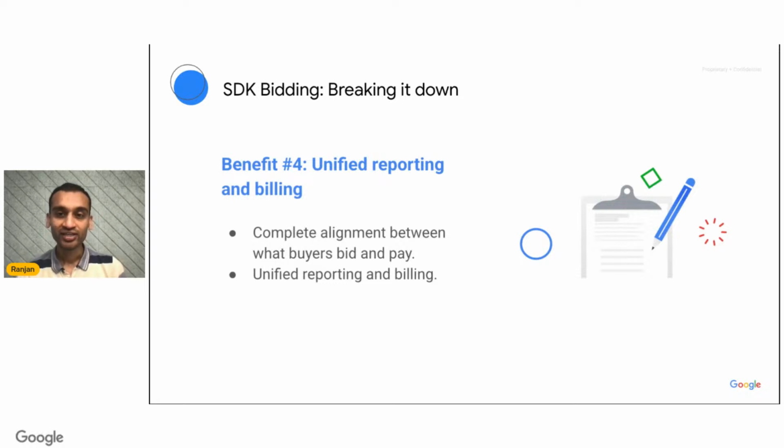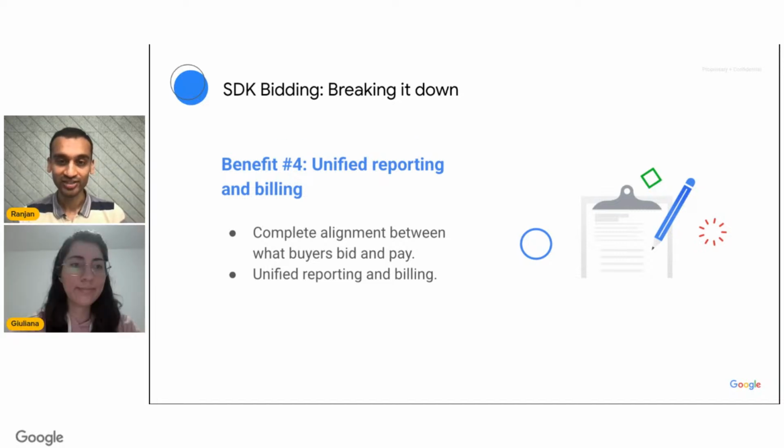To reiterate, an important SDK bidding feature is the ease of billing. There is complete alignment between what buyers bid and pay. You can easily see the payment breakdown from non-direct pay bidders by navigating to the Payments tab, then going to Payments info, and then clicking Transactions. I will now pass over to Juliana to walk us through implementation steps for SDK bidding in Ad Manager.